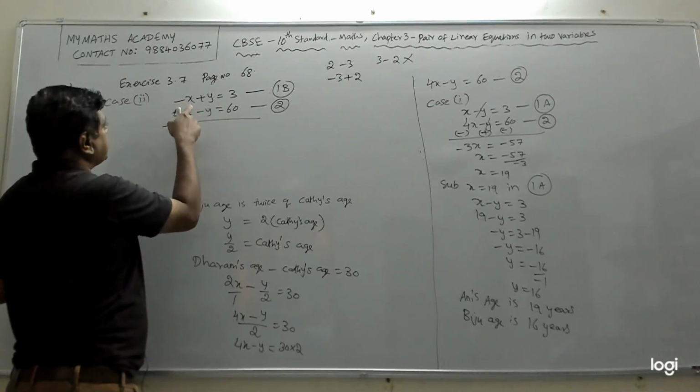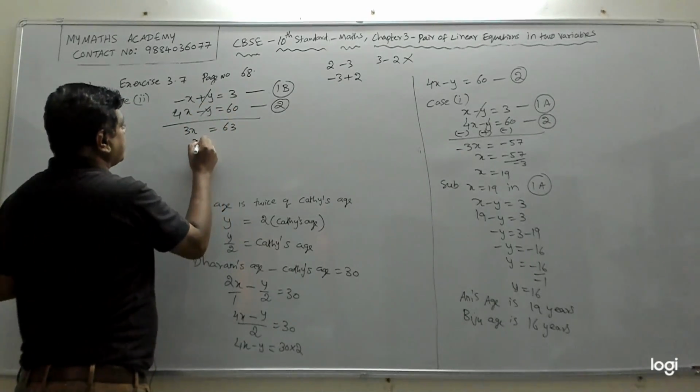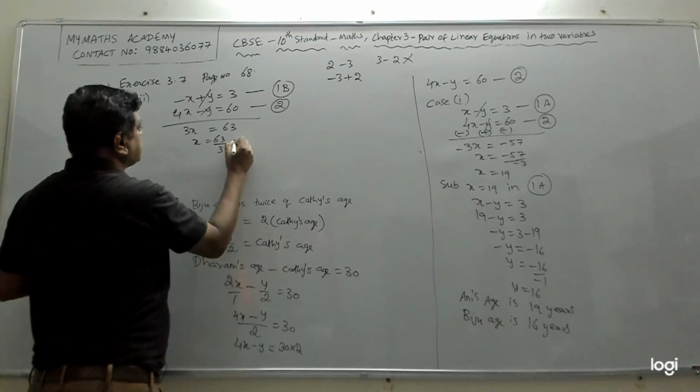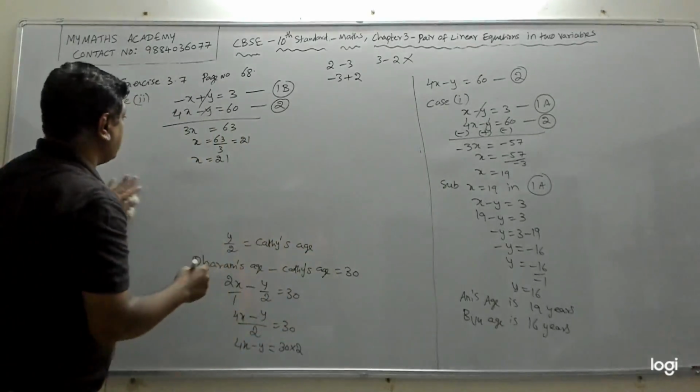So if you add this, minus x plus 4x is 3x. Here it will get cancelled, here you will get 63. So x becomes 63 by 3, which is 21. So x is 21. Right, now let's find y.